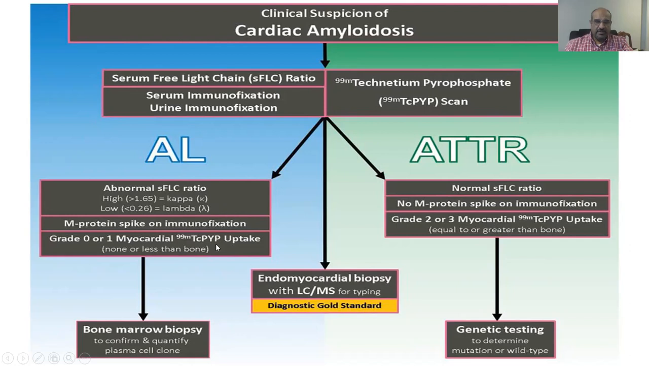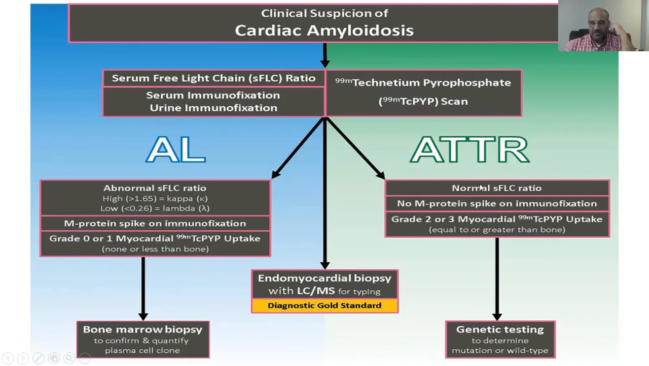If it's AL amyloid, you will find an abnormal serum free light chain ratio. If it's high, above 1.65, it's kappa. If it's low, below 0.62, it's lambda. There is no M protein spike on immunofixation, and grade 1 or 0 myocardial technetium pyrophosphate uptake. This is very important. So there is no or less than bone myocardial uptake of the radiotracer.